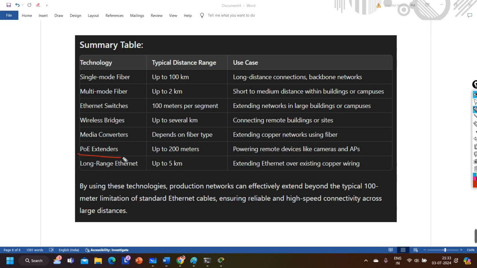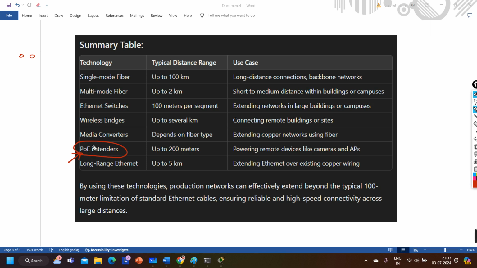PoE extension is also one device to extend local area network. PoE means what? Power over Ethernet. Let's say you need to install an AP, access point, on a floor. So you need what? Guys, an electric adapter everywhere, right? So that you can provide power to your AP.